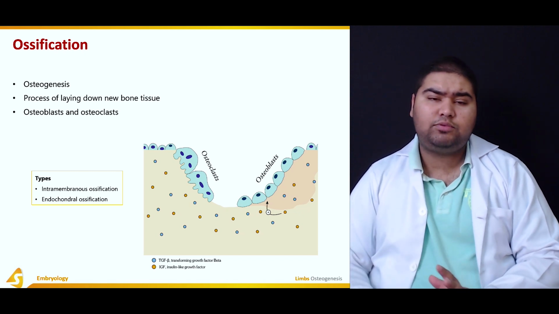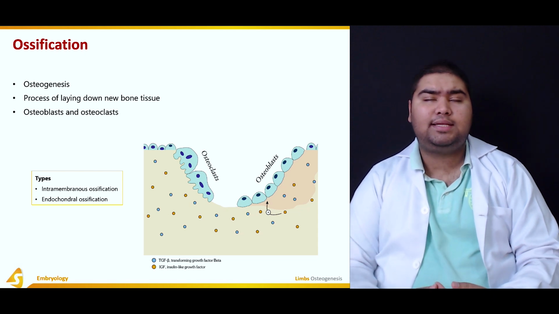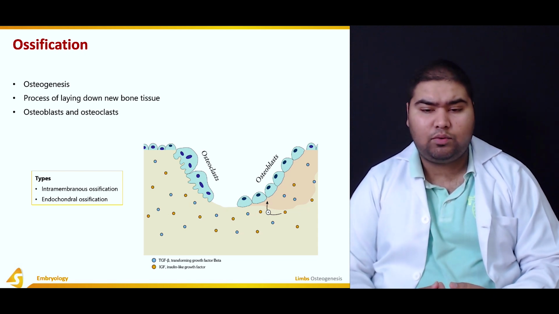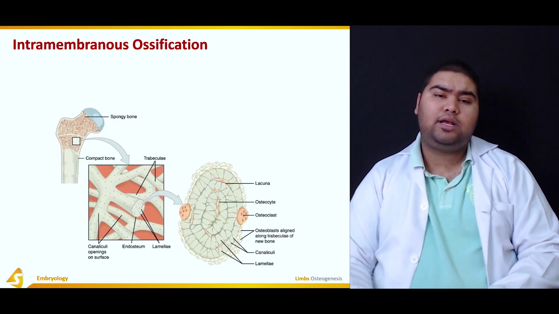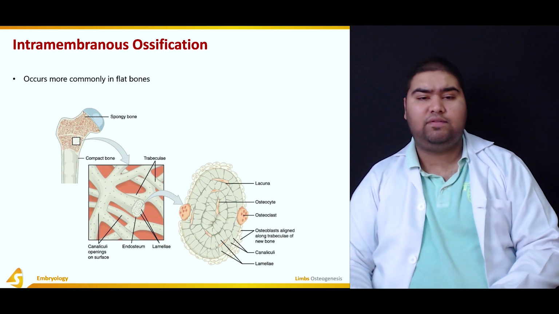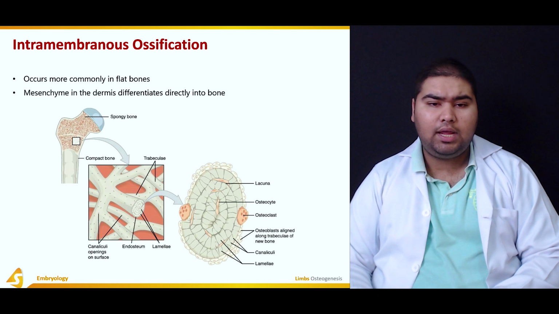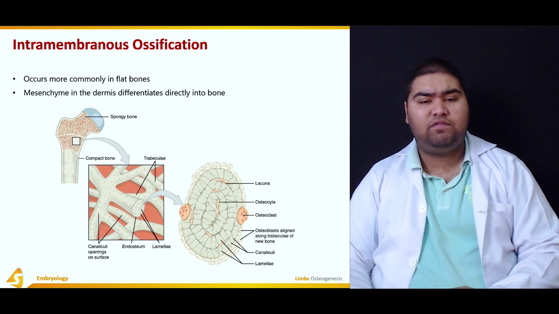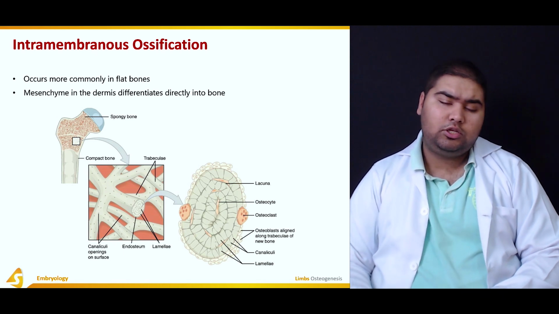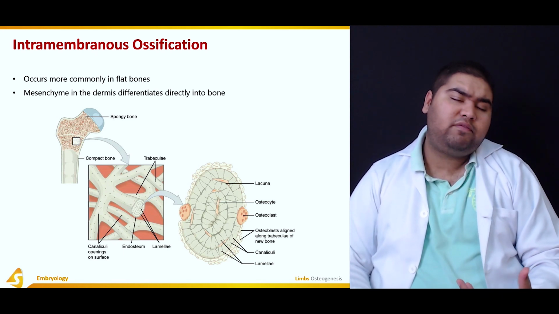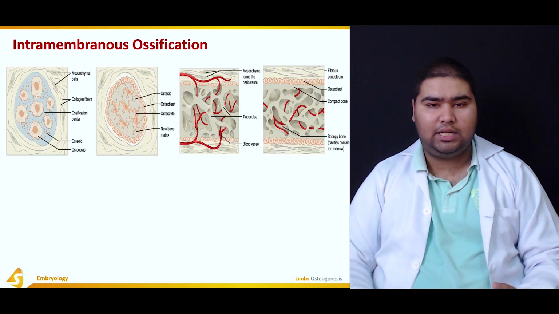So there are two types of ossification. The first one is intramembranous ossification. The second one is endochondral ossification. So now let's take a look at intramembranous ossification. It occurs more commonly in the flat bones throughout the body. The mesenchyme in the dermis differentiates directly into a bone. So occurring in the flat bone, the mesenchyme directly forms the bone, the adult bone.